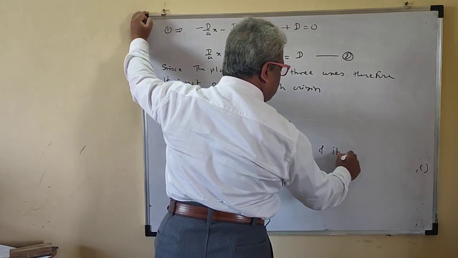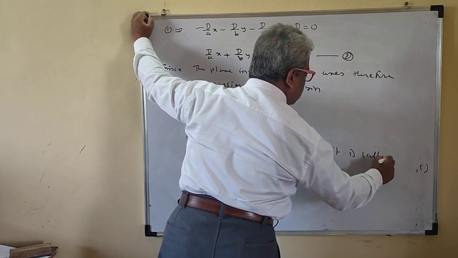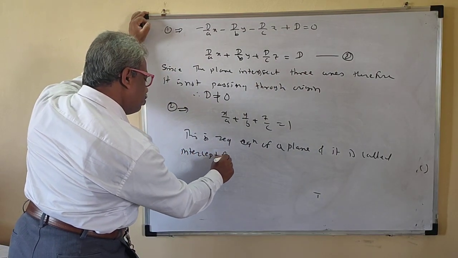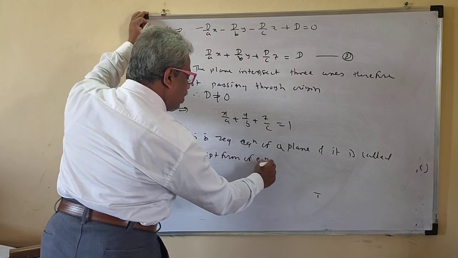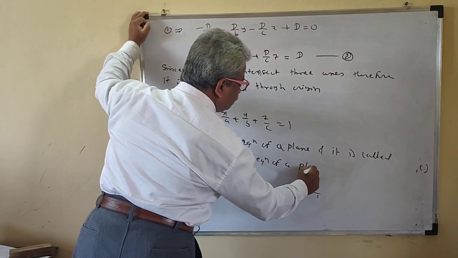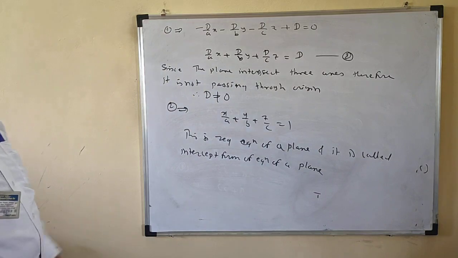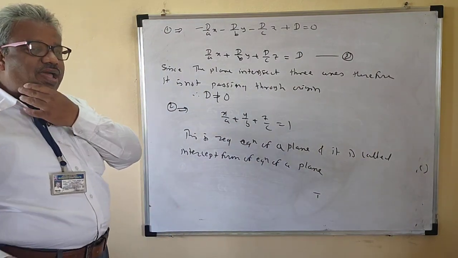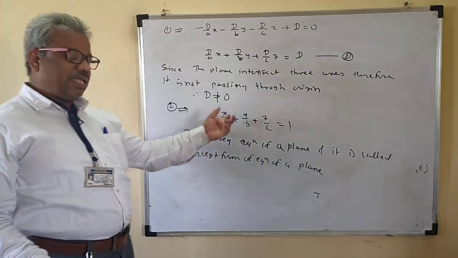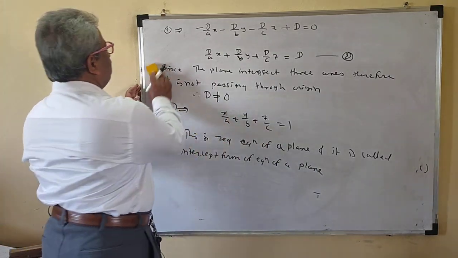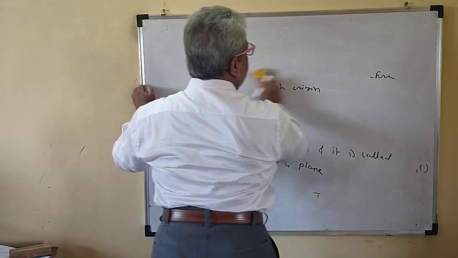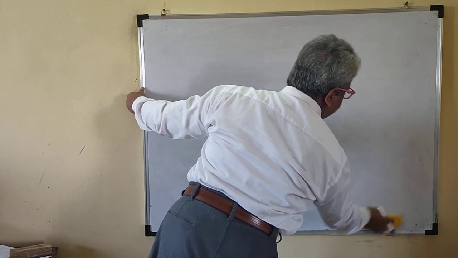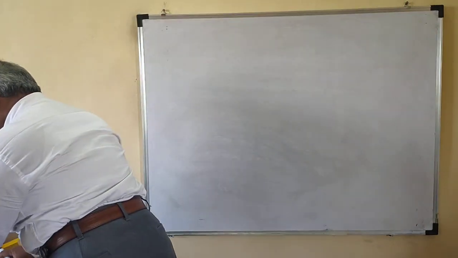It is called the intercept form of the equation of a plane. So if you have the intercepts made by a plane with the coordinate axes, you can directly write the equation of the plane. x upon x intercept plus y upon y intercept plus z upon z intercept is equal to 1 will be the required equation of the plane.